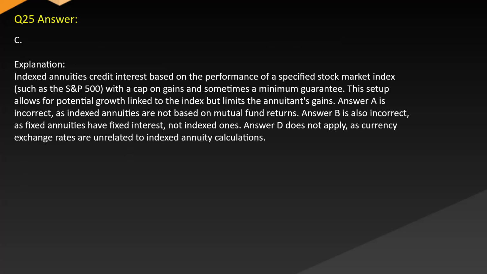Answer C. Explanation. Indexed annuities credit interest based on the performance of a specified stock market index, such as the S&P 500, with a cap on gains and sometimes a minimum guarantee. This setup allows for potential growth linked to the index but limits the annuitant's gains. Answer A is incorrect as indexed annuities are not based on mutual fund returns. Answer B is also incorrect as fixed annuities are fixed interest, not indexed ones. Answer D does not apply as currency exchange rates are unrelated to indexed annuity calculations.